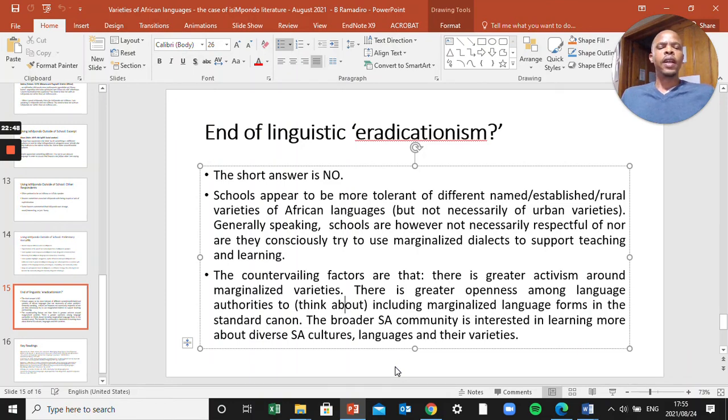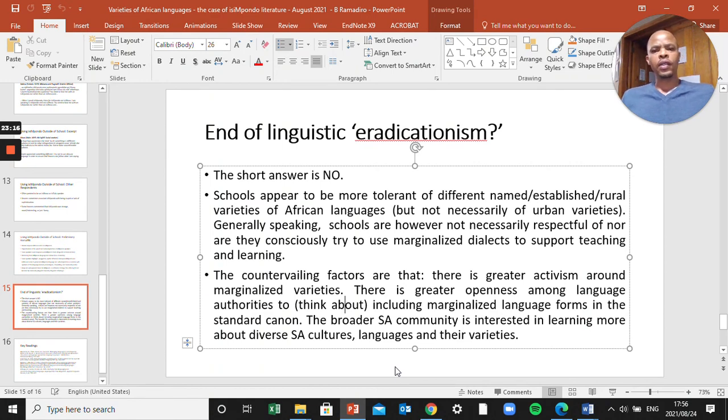Okay, but also I think the point to note is that even when schools are generally tolerant of the rural varieties in spoken language, they're generally not necessarily respectful or inclusive of these varieties in written language, or they don't even necessarily draw on them in oral classroom language.